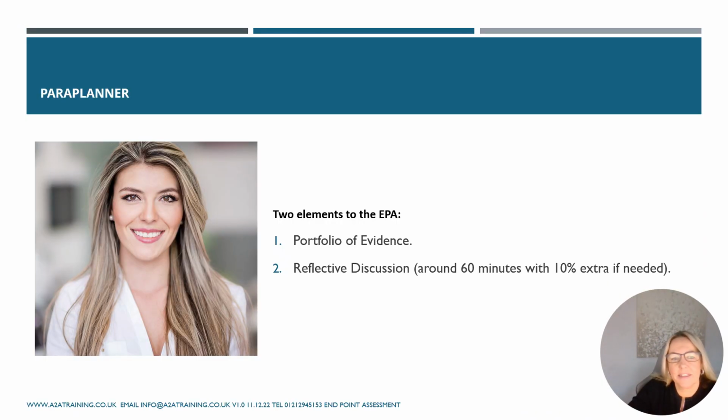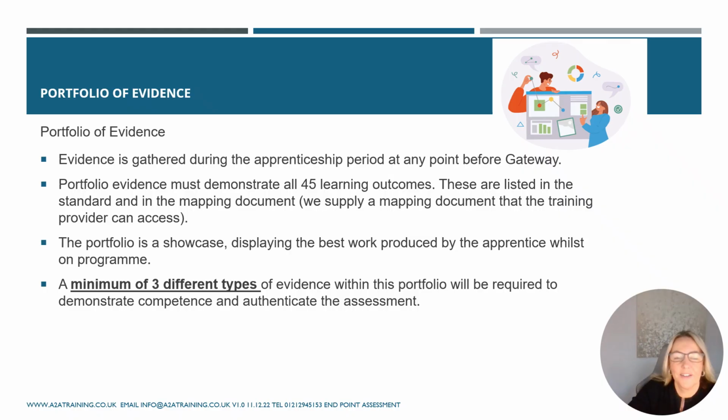There are two elements to this endpoint assessment: the portfolio of evidence and the reflective discussion. The portfolio itself is a collation of the apprentice's best work whilst on programme and contains evidence all the way up to gateway. The portfolio of evidence must demonstrate all 45 learning outcomes as listed in the assessment plan and on the mapping document.